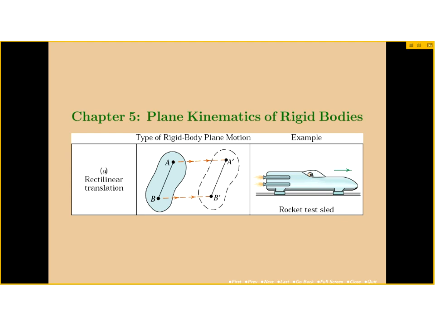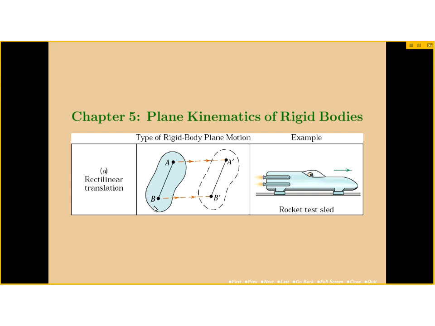Now, let's look at different types of rigid body motions. This is a table in the introductory section of Chapter 5 that defines different types of planar motion. The first given here is rectilinear translation. This is shown in these two figures.